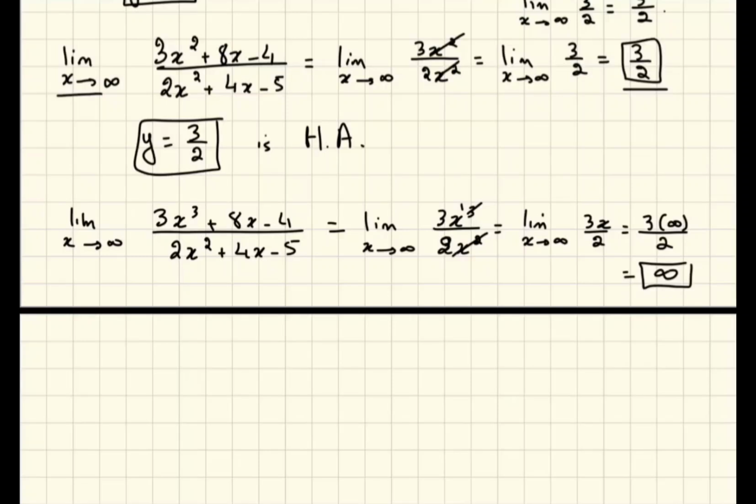In this case, when we have limit as x approaches infinity is equal to infinity, we say we don't have a horizontal asymptote. We might have something else. We're gonna talk about it maybe later on.